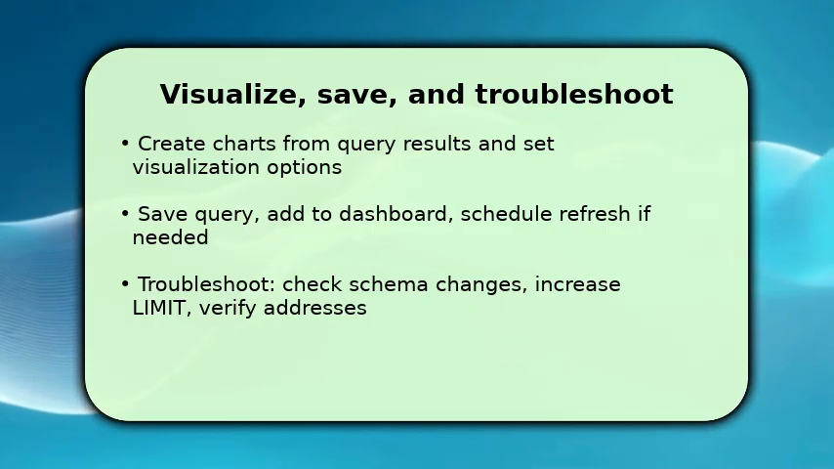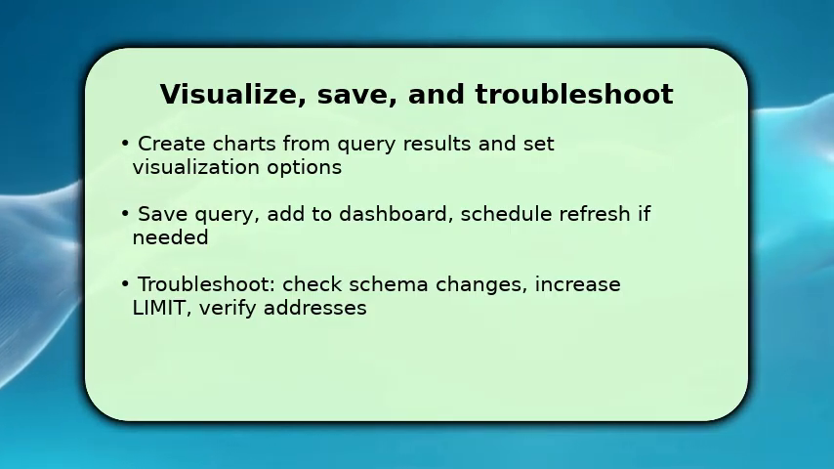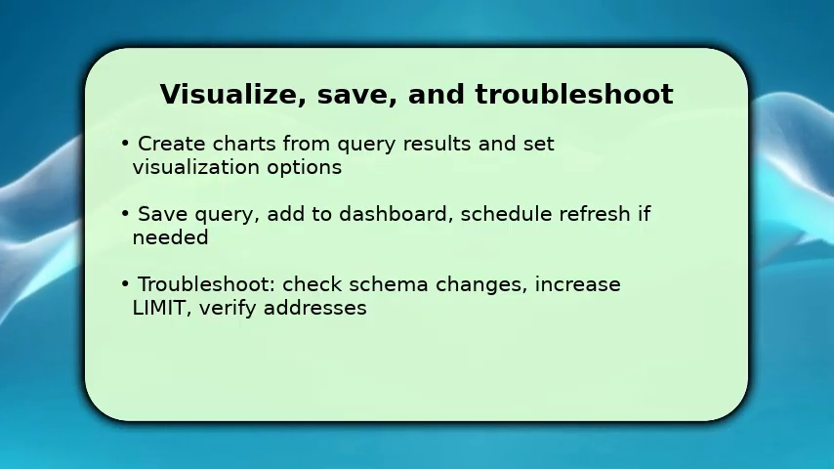metrics. If things go wrong, check for schema changes or renamed tables, increase limit to ensure full result sets, and verify you use the exact address casing and block ranges. Finally, document assumptions in the query description for future reviewers.